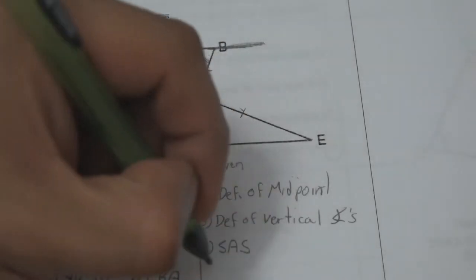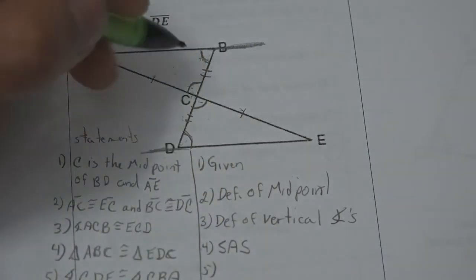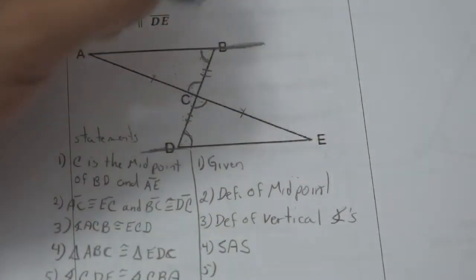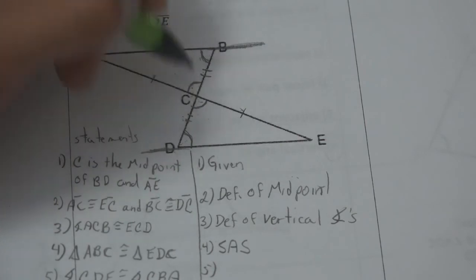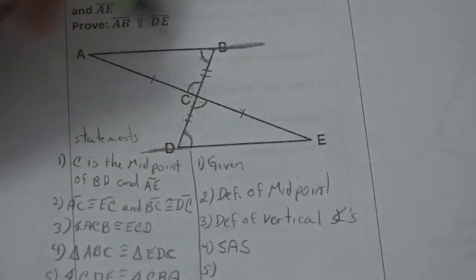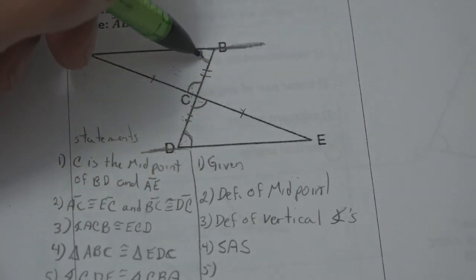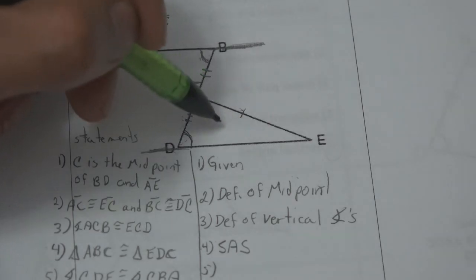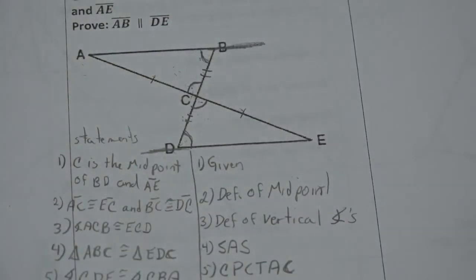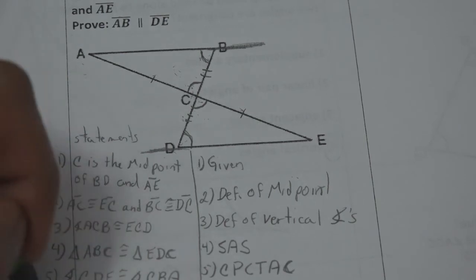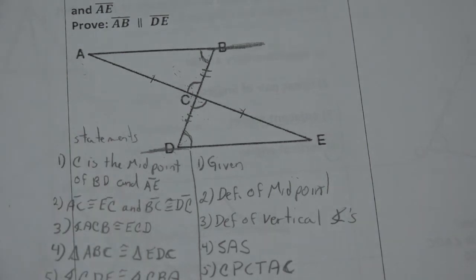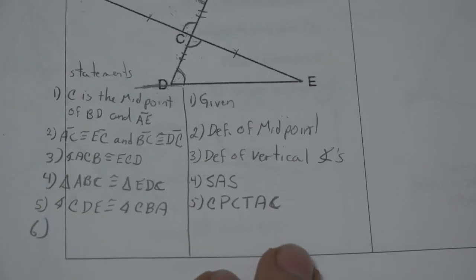Now, why are they congruent if I already proved that the two triangles are congruent? Exactly. Once you prove that two triangles are congruent, then every other part of the triangle will be congruent to the corresponding part of the other triangle. So we're gonna say that corresponding parts of congruent triangles are congruent. All right then. Statement number 6.